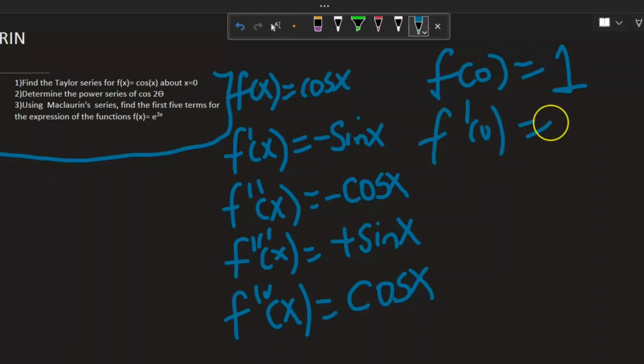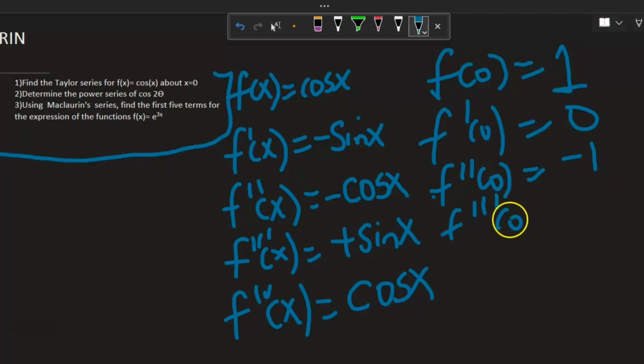f prime of 0, what will that give me? Solve that. We know our f prime equals negative sine x. So what will my f prime of 0 give me? My f prime of 0 will give me 0, because sine 0 is 0. Then f double prime of 0 will give me negative 1. f triple prime of 0 will give me 0. The fourth derivative at 0 will give me 1.